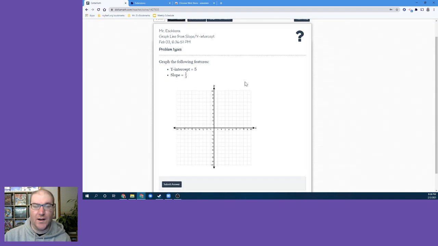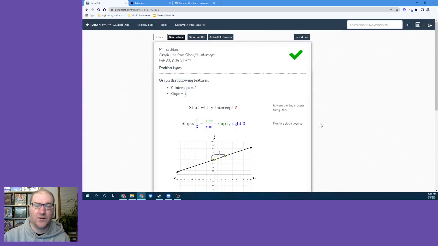This one needs a y-intercept of 5 and a slope of 1/3. That means a rise of 1 and a run of 3. Slope is always rise over run. So the numerator is always how far up or down you need to go. And the denominator is how far left or right you need to go. So that line looks good. Let's do one more example.